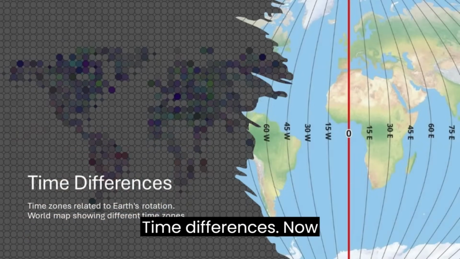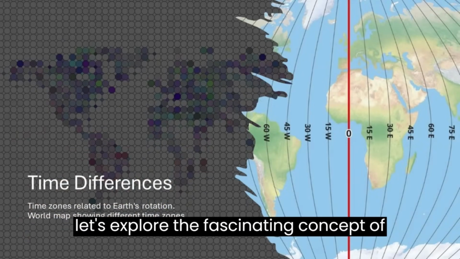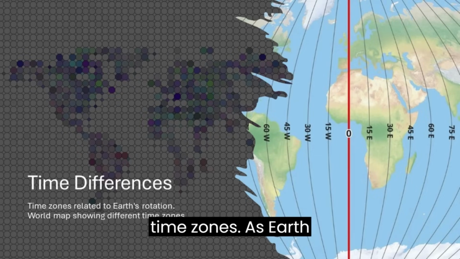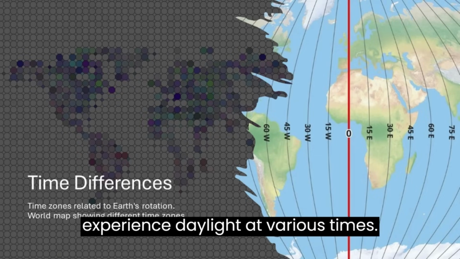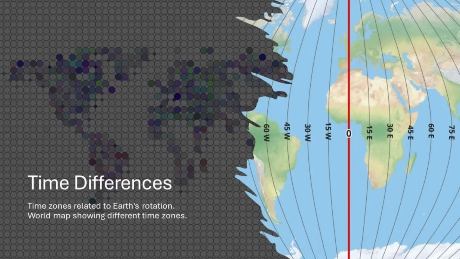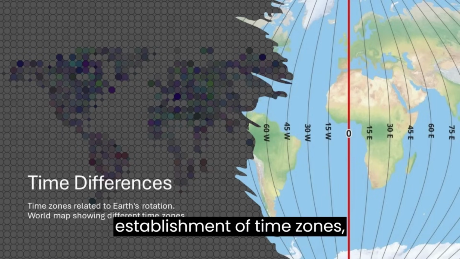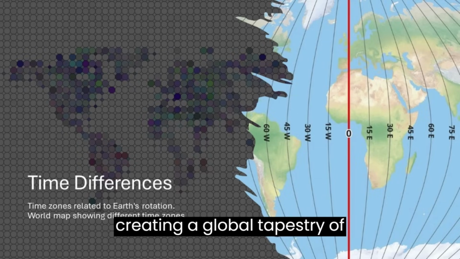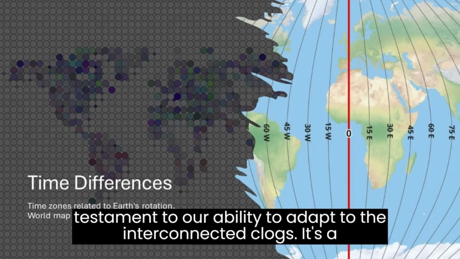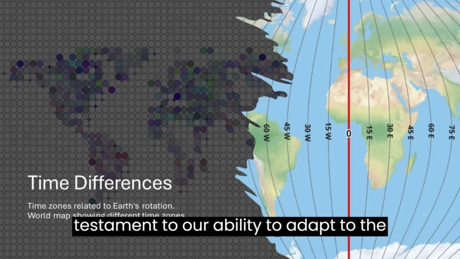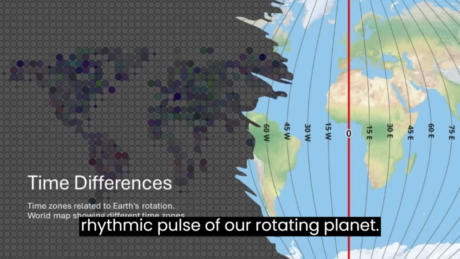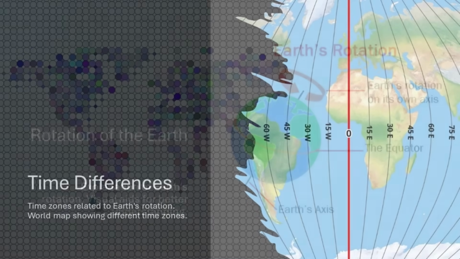Time differences. Now, let's explore the fascinating concept of time zones. As Earth spins, different regions experience daylight at various times. This natural progression has led to the establishment of time zones, creating a global tapestry of interconnected clocks. It's a testament to our ability to adapt to the rhythmic pulse of our rotating planet.